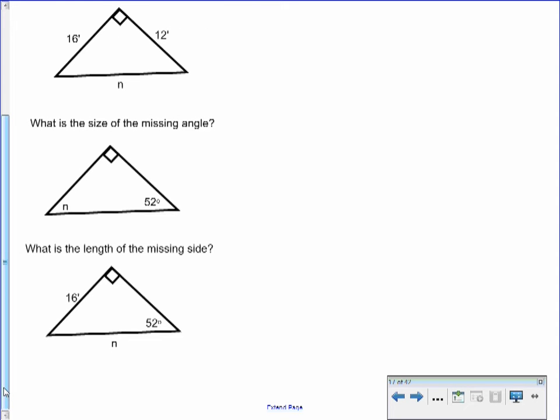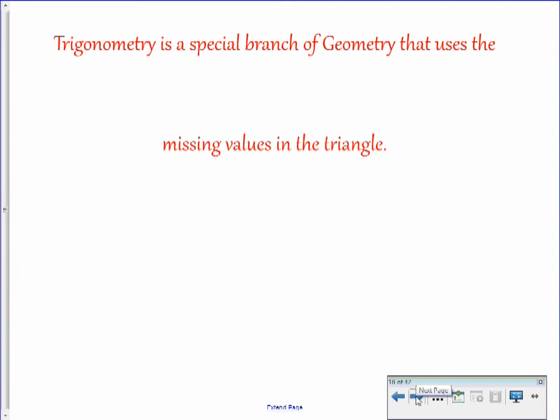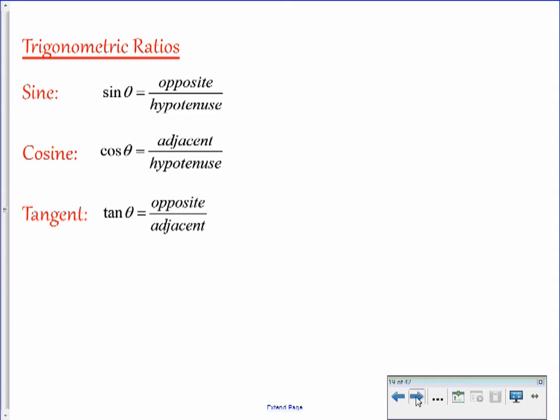Trig allows us to solve something like this, where we have one side and one angle, and we can figure out the relationship between those to find the hypotenuse. So it now blends the angle world with the side. We can find any of the missing values. We can find all of the values within a triangle using trigonometry. So, here are the trigonometric ratios.